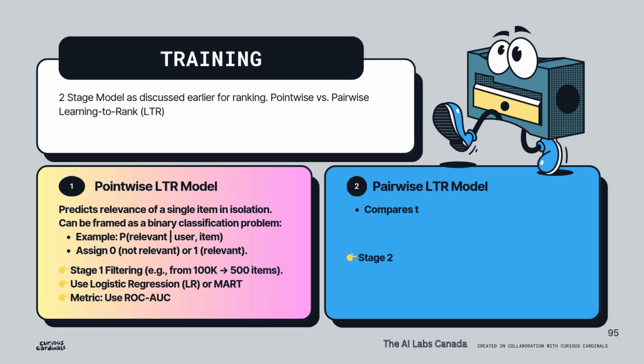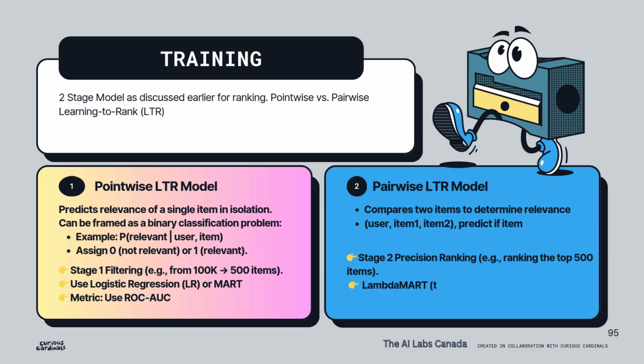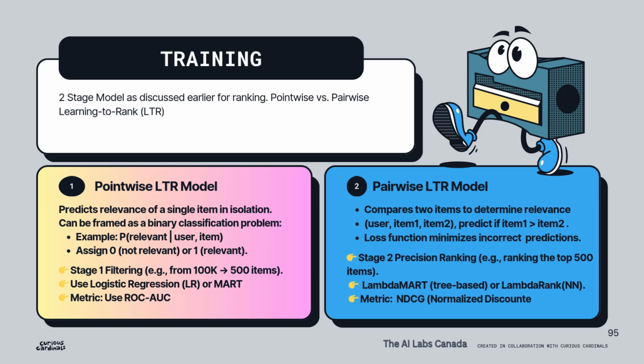We can consider this as a point-wise and pair-wise learning to rank algorithm. In the point-wise learning to rank algorithm, we predict the relevance of a single item in isolation. So this can be framed as a binary classification problem. For example, given the user and the item, the user selects that item: it's 0 when it is not relevant and 1 when it is relevant.